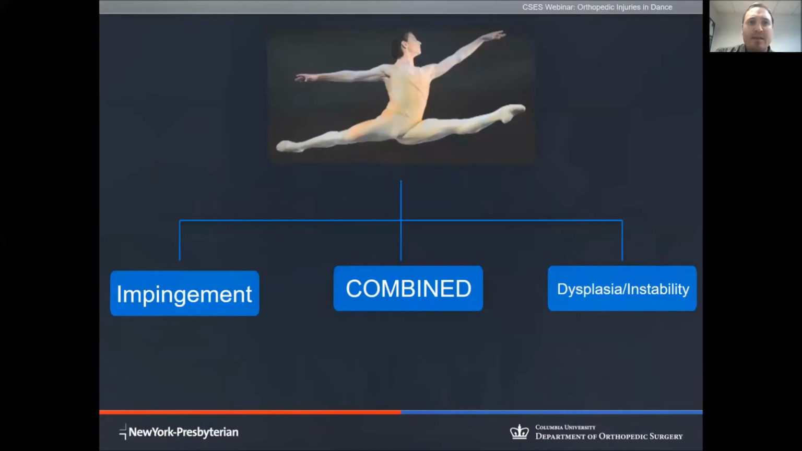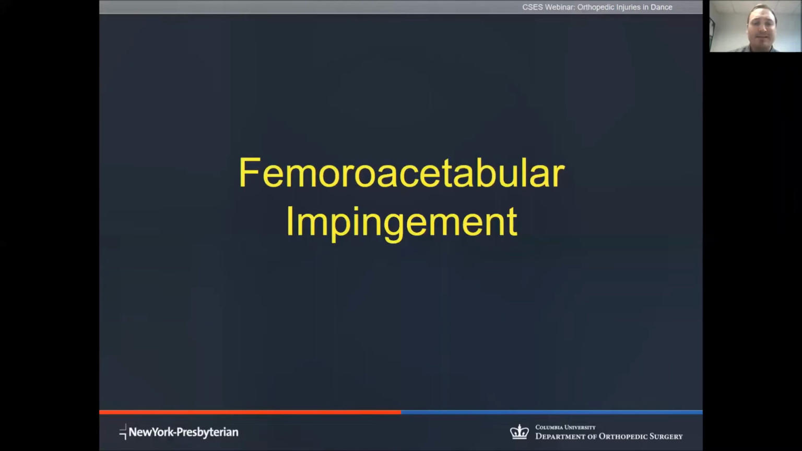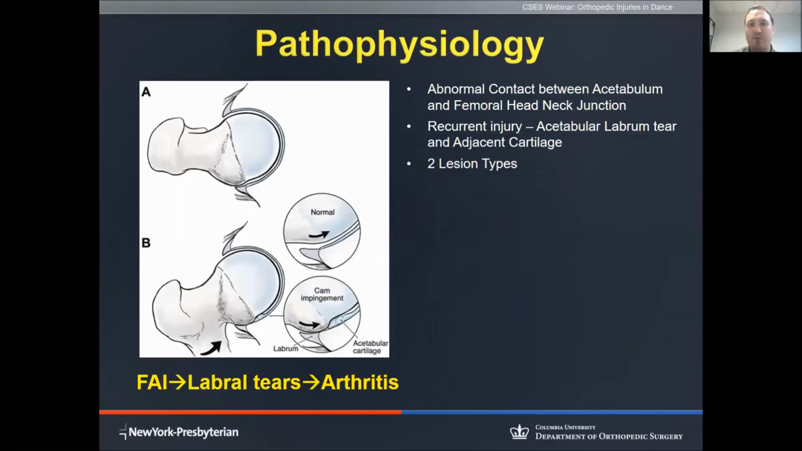And just in terms of our overview, many of the injuries that we see with dancers, and the ones that we'll talk about tonight, really involve hip impingement, hip dysplasia or instability, or some type of combination of the two. And in terms of femoroacetabular impingement, that's essentially just a big fancy word for extra bone that's present on either side of the hip joint, whether it's coming off of the anterior aspect of the femoral head or coming off of the acetabulum. We describe two different types of lesions.